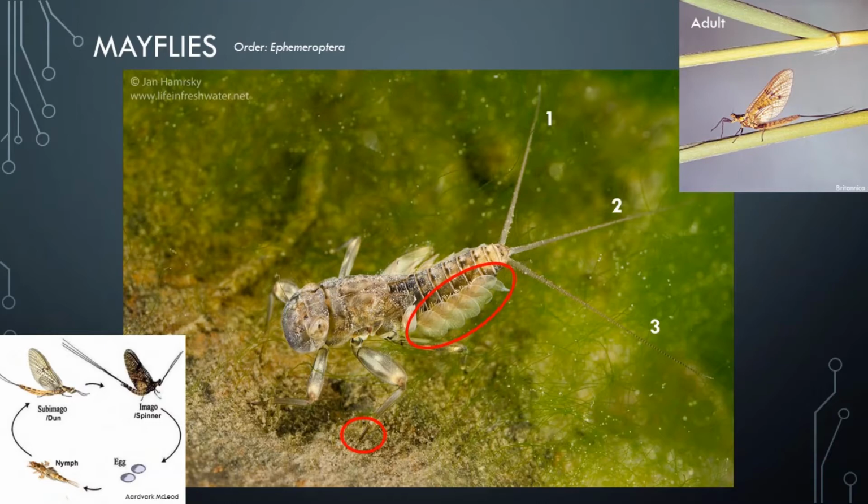So the main ID feature we look for in a mayfly in its nymph stage is that it has 3 tails. Although there are a couple of species with only 2, generally mayflies have 3. The flat, leaf-shaped gills and single claw at the end of each leg are also common ID features. Mayflies can be scrapers or collectors.